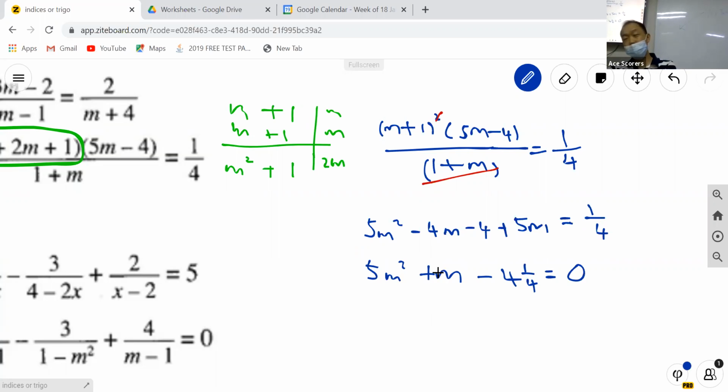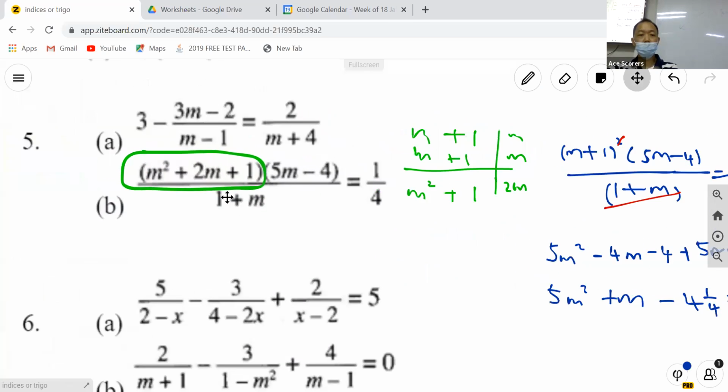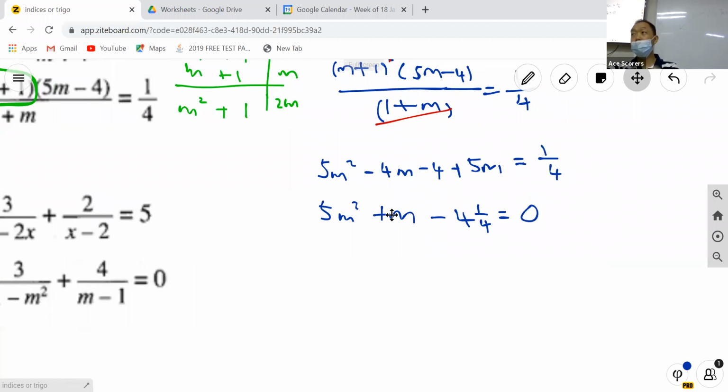Now, when you reach this and you look at this quadratic equation, you have several options. Do you want to factorize? Because this is 4 and 1/4, right? Do you want to complete the square? Maybe, but it depends. The question is find m, so you can solve it. You can use the general formula. You can use the mode 3 to help you solve the equation.